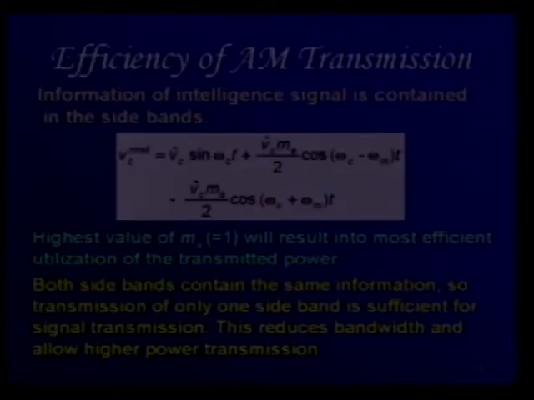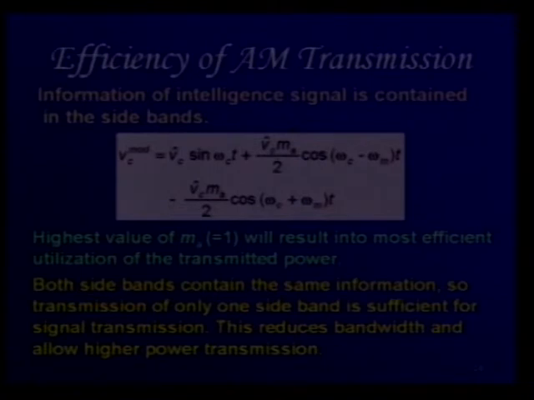Now how do you do the best or efficient communication using an amplitude modulated signal? As we know, the intelligent signal that we are interested in sending out is essentially embedded in the sidebands omega c minus omega m and omega c plus omega m. So these are actually the signals which we are interested in sending out.